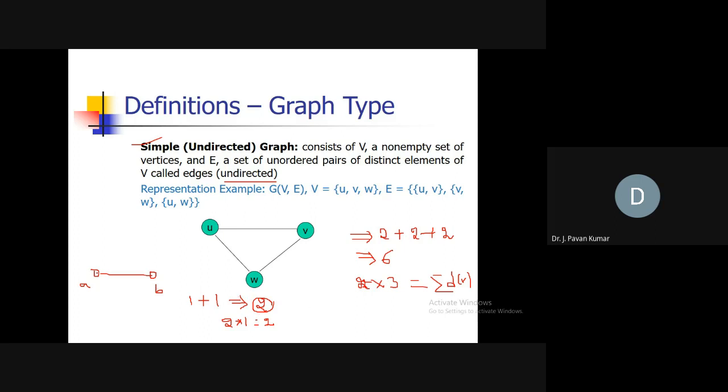Even you can add one more vertex and one more edge. Now what's the degree of A? 2, sir. What's the degree of C? 1. Next, what's the degree of B?